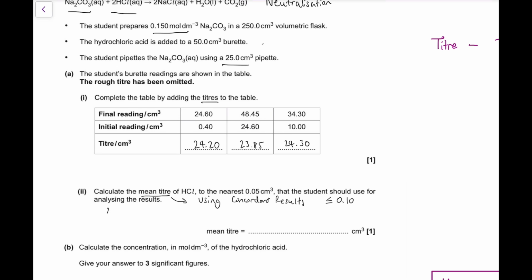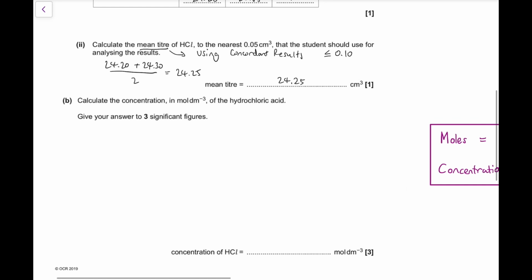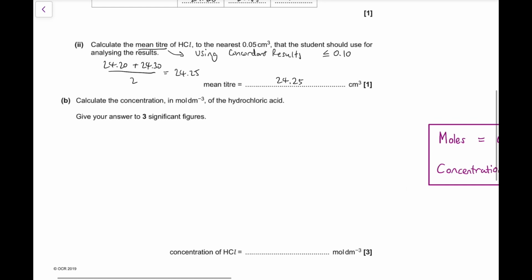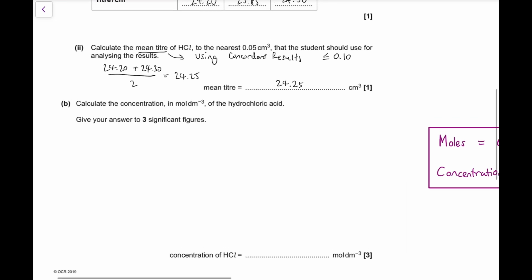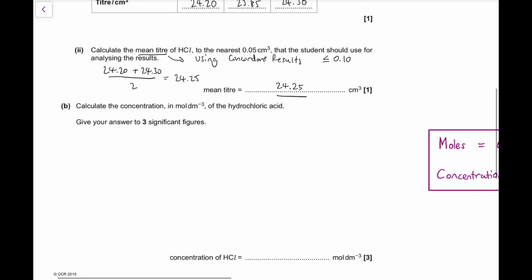The values that we use are 24.20 and 24.30, and we take an average of these values to find the mean titer. And the answer comes out as 24.25 centimeters cubed. The final part of the question asks us to calculate the concentration of the HCl. So far, we've worked out the mean titer, which represents the amount of acid which was used in the reaction.